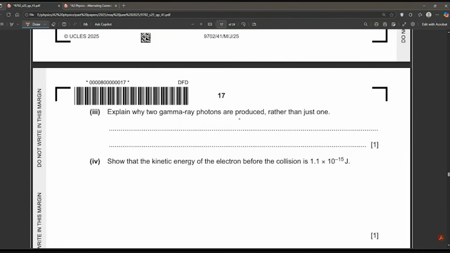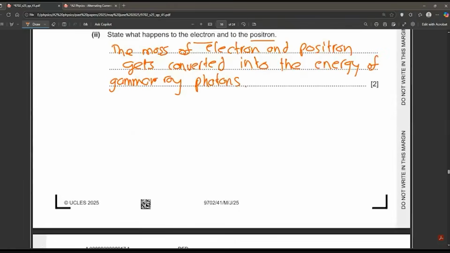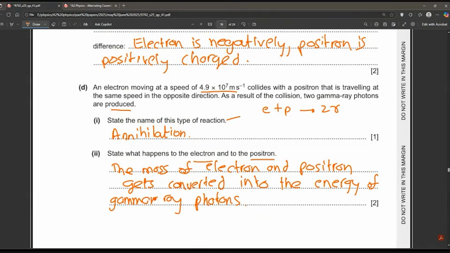Explain why two gamma ray photons are produced rather than one. Okay, why are two gamma ray photons produced rather than one? For this, you will have to realize one thing. Yes, if you notice, why are two gamma ray photons being produced? Why are two gamma ray photons being produced?